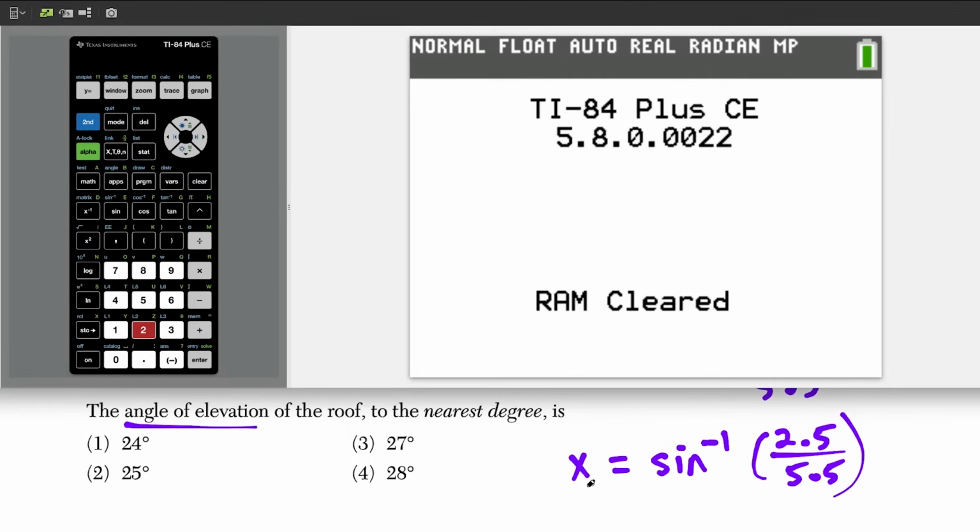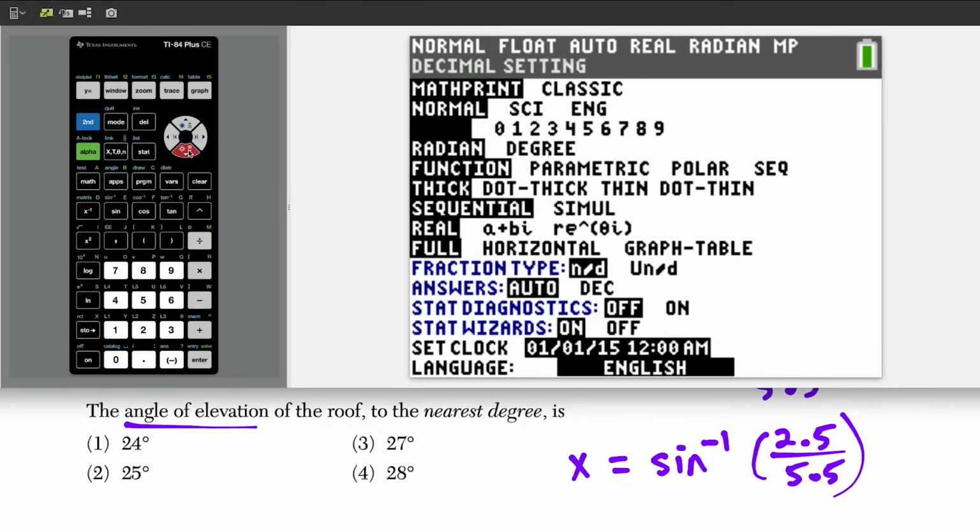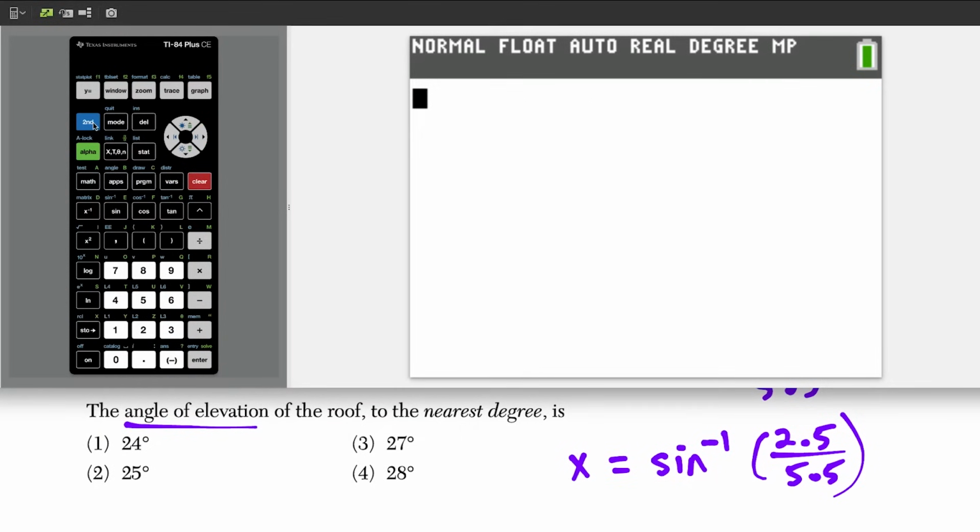So here I have the calculator reset, and when the calculator is reset, it goes by default to radian mode. So I'm going to go to mode and switch this over to degrees, because we want to know the measure of the angle to the nearest degree. So I press enter, and now I go to the main screen and press second sine to pull up sine inverse, and I'm doing 2.5 divided by 5.5, and this will give us the angle.